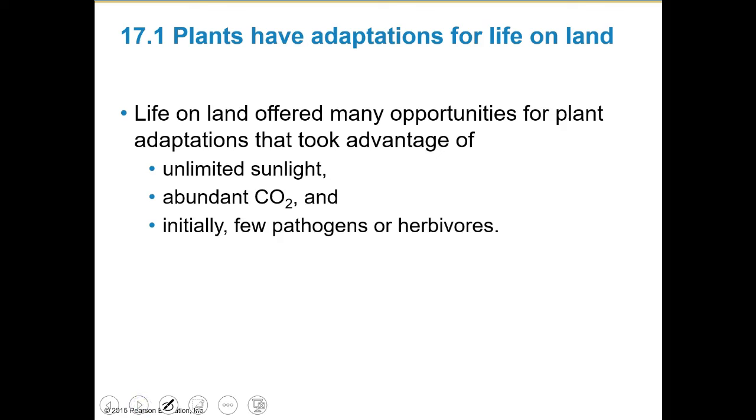So life on land has offered lots of opportunities for plant adaptations. Plants will take advantage of unlimited sunlight and lots of CO2, which remember is how we make sugars through photosynthesis, so we need the CO2. And initially there weren't that many pathogens or herbivores. Remember way back before then we didn't have plants on land, so we didn't have plant eaters, and we didn't really have plant diseases yet. So it was a good place to move on land.